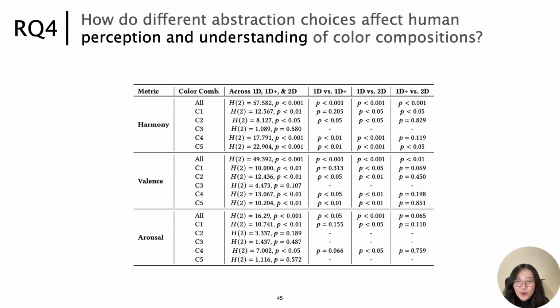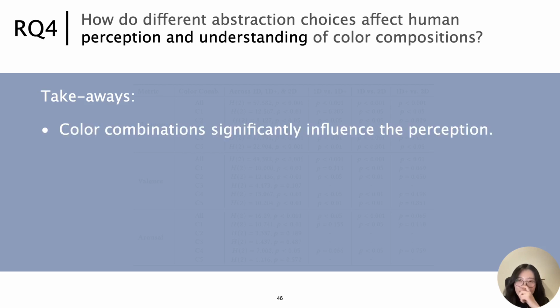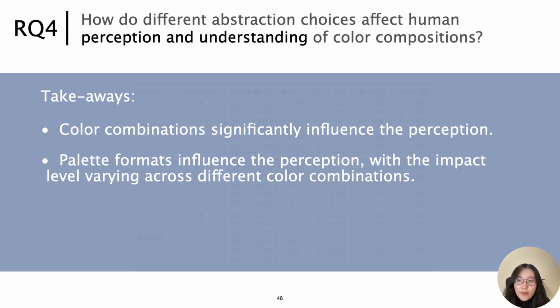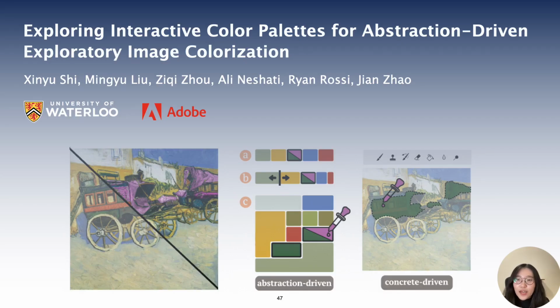Here are the statistical results, but don't read this table. The takeaways are: first, color combinations significantly influence the perception. And second, the palette formats influence the perception, with the impact level varying across different color combinations. Specifically, the difference between 1D and 2D consistently influenced the perception. In contrast, the influence of 1D plus versus 2D is less consistent. Interested in more detailed findings, please check out our paper.